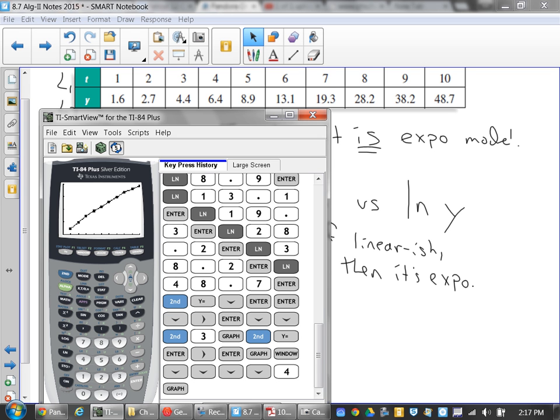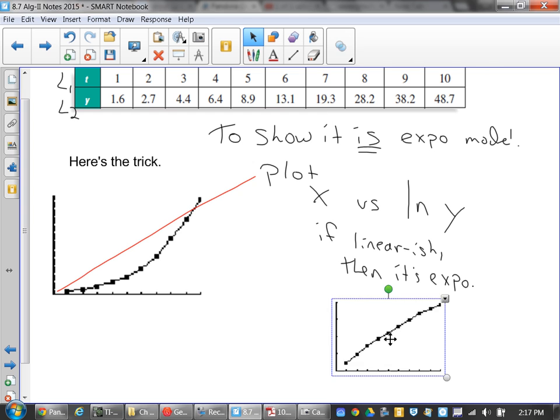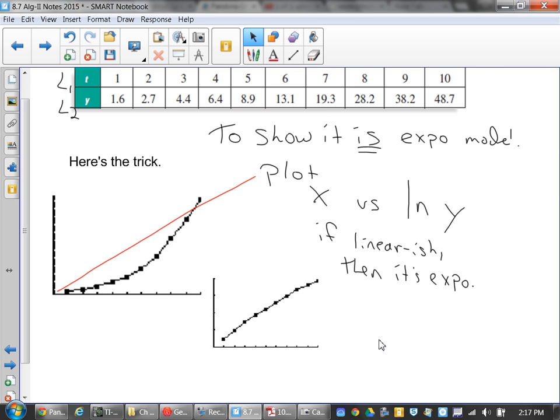If I look at it, that's pretty straight-ish, isn't it? The only difference is that we've readjusted the scale to show that it's linear. Since this is linear-ish, we know it's an exponential model. Plus, the problem said it was exponential. But anyway.